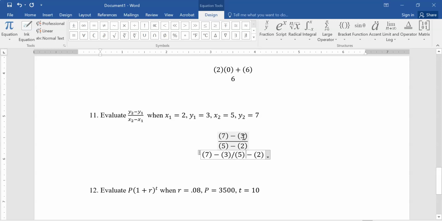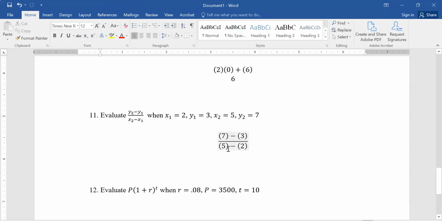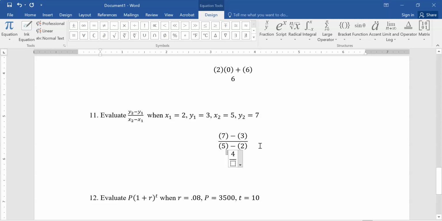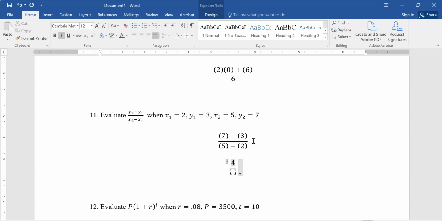However, because this is a fraction here, what we need to do is simplify the top first, and then simplify the bottom next, and then simplify the fraction, or at least get what we want to. So what I would do is I would have said, well, 7 minus 3 is 4. Let me space this out a little better. 4. 5 minus 2 is 3. So 4/3 is my answer.